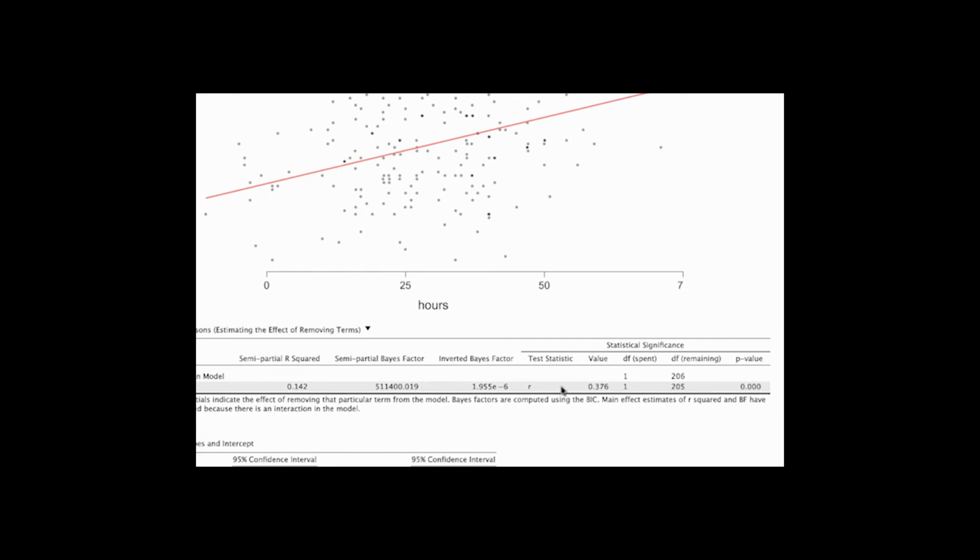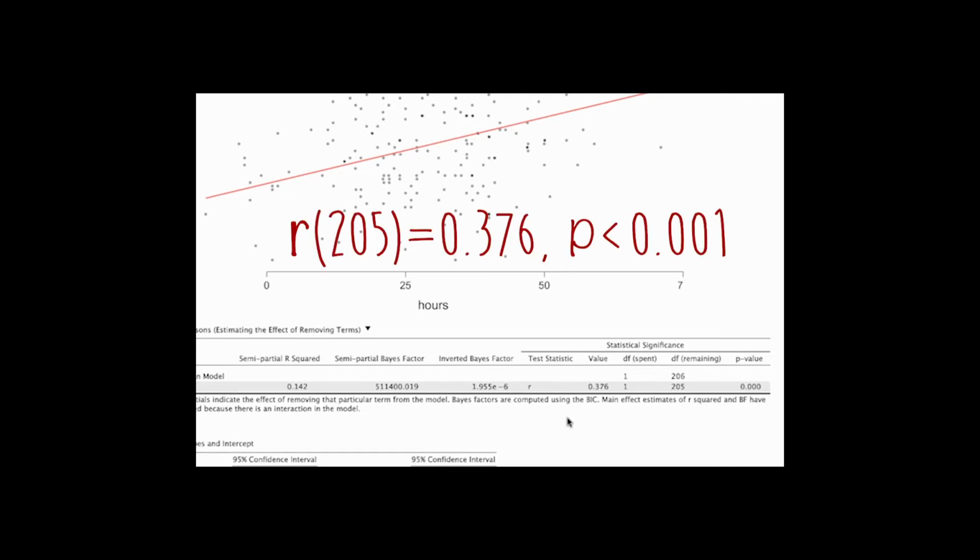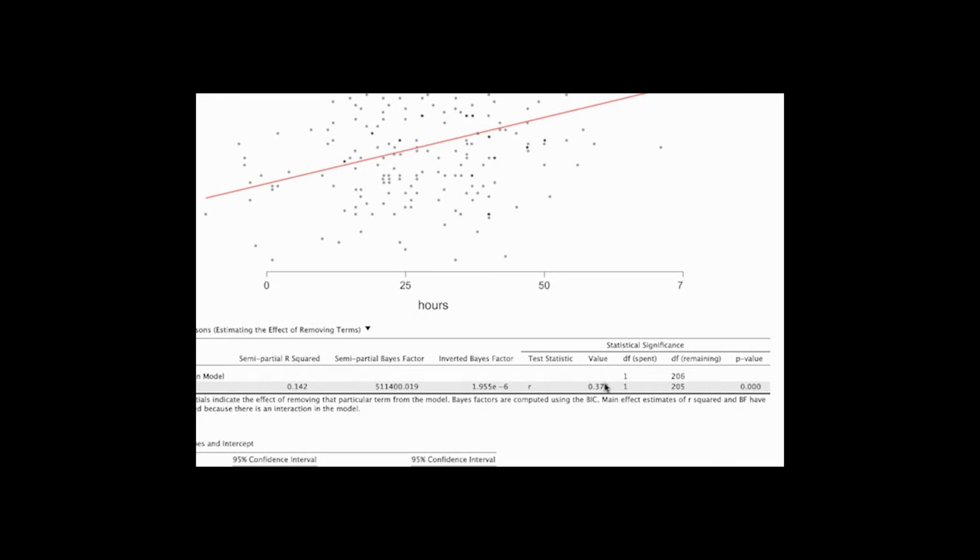And then we can get down to statistical significance if the journal requires it, or your supervisor or colleagues or whatever. And typically if you're doing just a bivariate relationship like this, you would report the correlation coefficient. So to report that in APA format, it would be r(205) = 0.376, p < 0.001. And so that right there is your correlation coefficient.